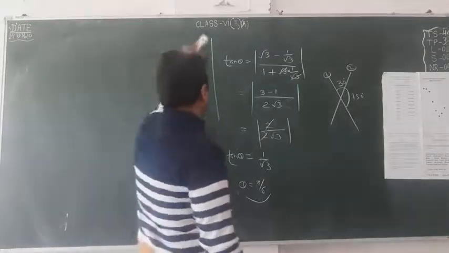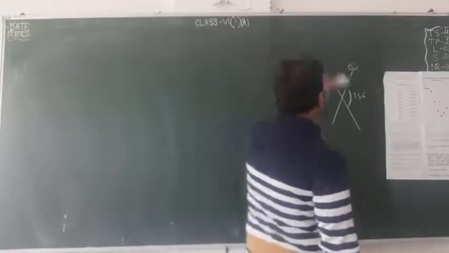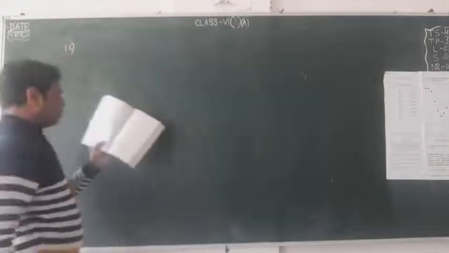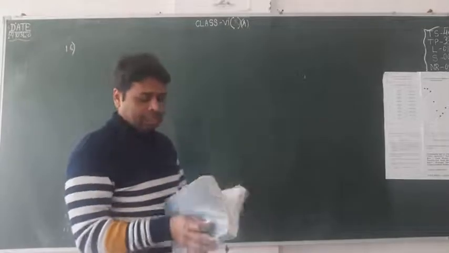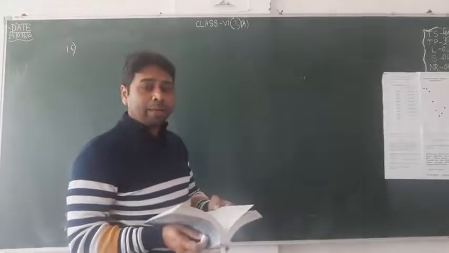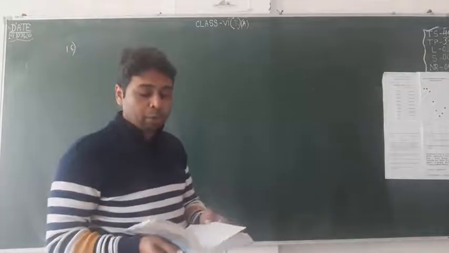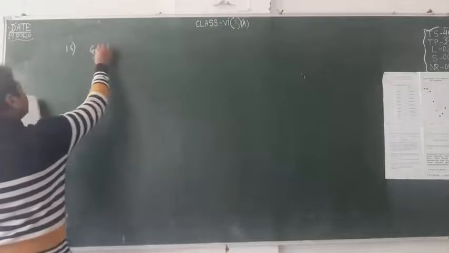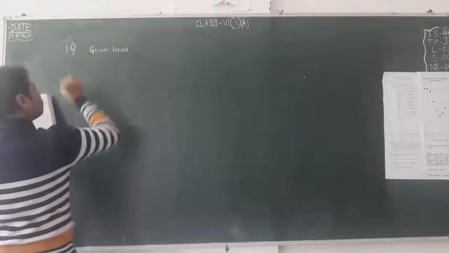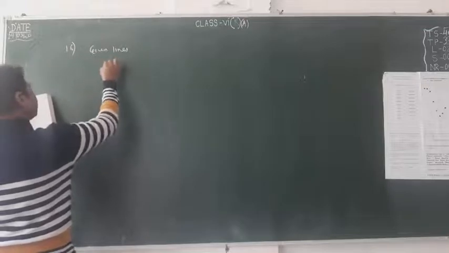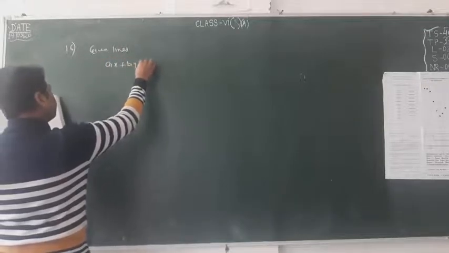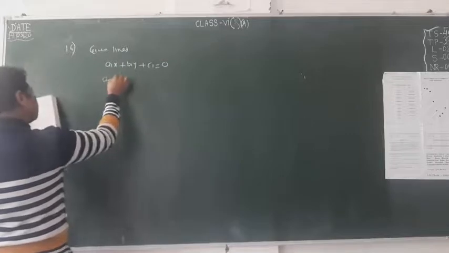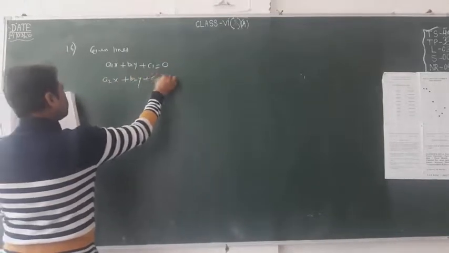Okay, now I'll move on to the second question, the 16th example. So example number 16, it's a very easy example. Example 16 says, show that two lines, this and this, are parallel if a1 upon b1 equals a2 upon b2, and perpendicular if a1 a2 plus b1 b2 is equal to 0. Two questions we are asked. Given lines are taken first. Given lines: a1x plus b1y plus c1 equal to 0, a2x plus b2y plus c2 is equal to 0.